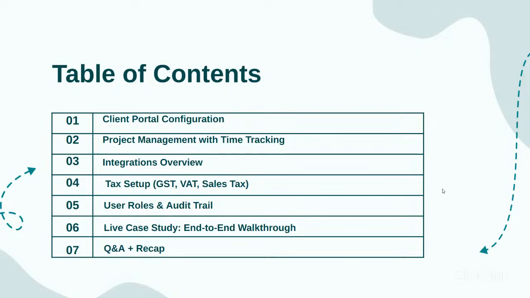Fifth, user roles and audit trail. Security and accountability. We talked about assigning roles like accountant, full financial access, sales executive, view-only invoices, admin, HR, expense module access. Audit trail records every login and edited detail, giving you complete traceability.